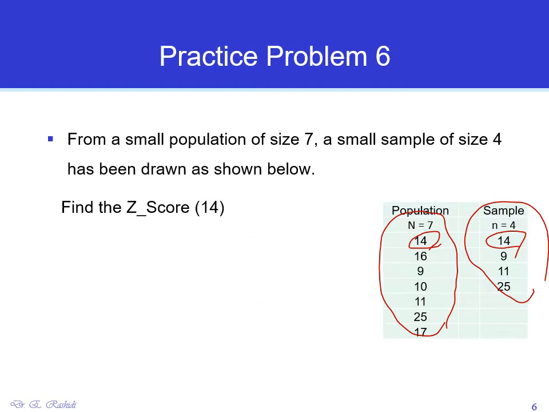So please go ahead and pause and work on the problem. Find the Z-score of 14 for the population and the Z-score of 14 for the sample, and then come back to see the solution.